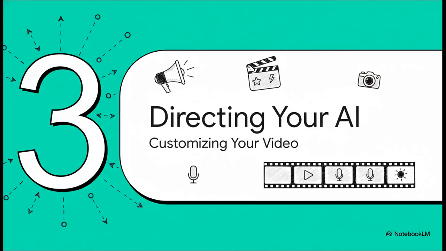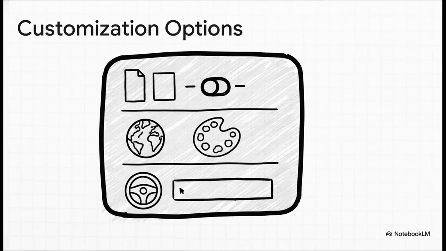Now, this isn't just some black box where you have zero control. You actually get to play the role of director here and tell the AI what kind of video you want it to make. You get this whole little control panel. You can decide, do you want a long, deep dive explainer video or just a quick brief? You can pick the narration from over 80 languages, and this is probably the most powerful part, you can use a steering prompt to give it specific instructions on what topics to focus on or who the video is for.